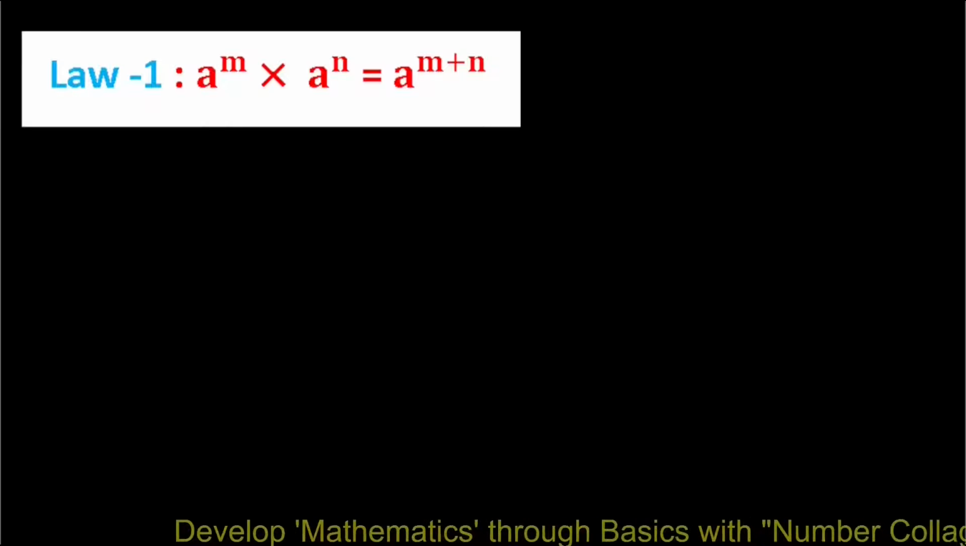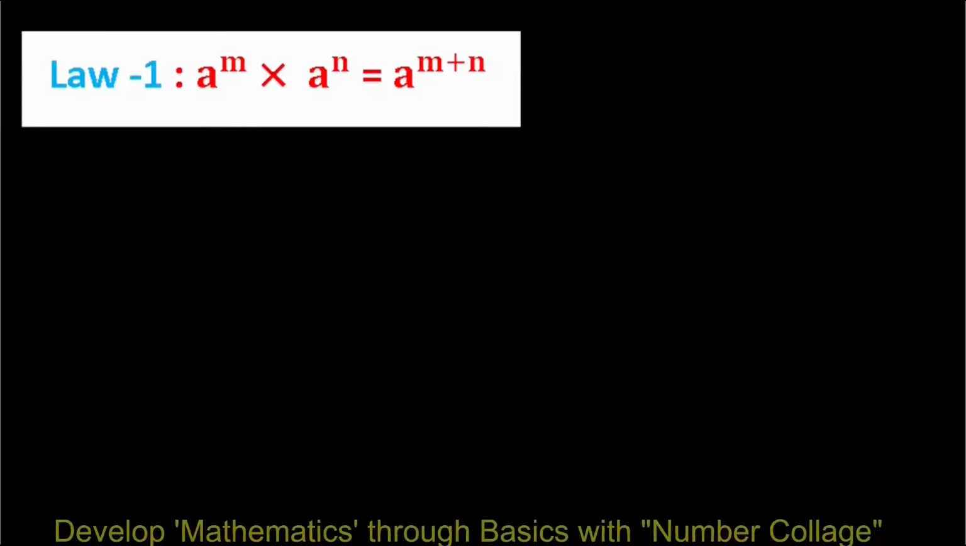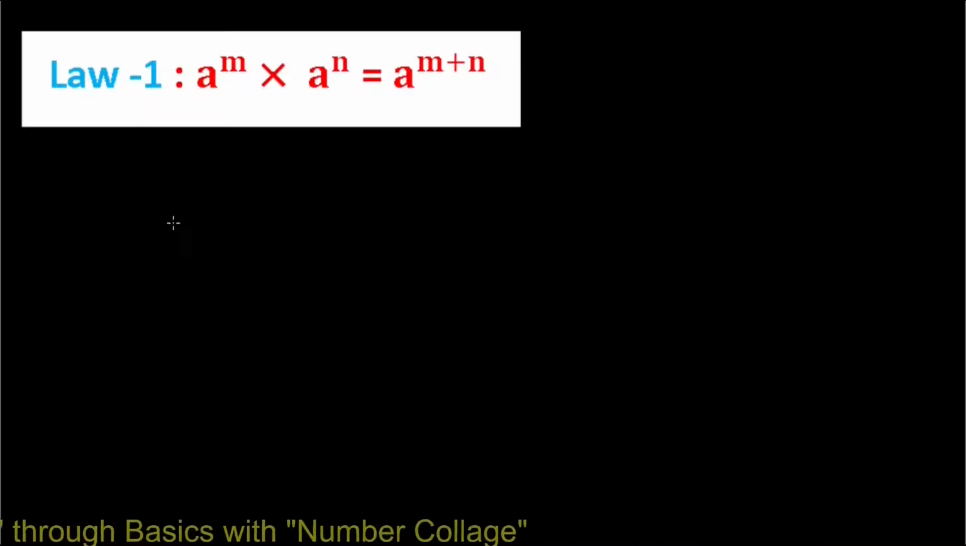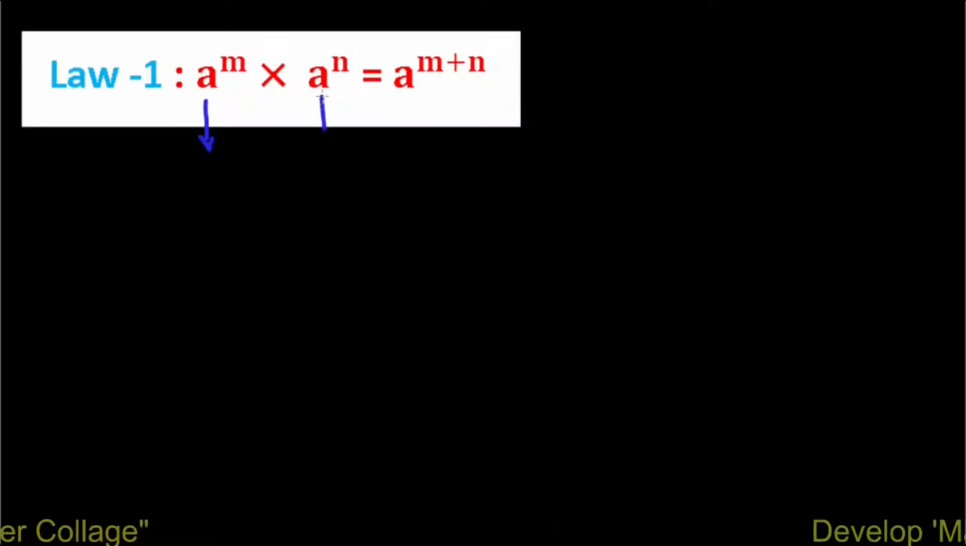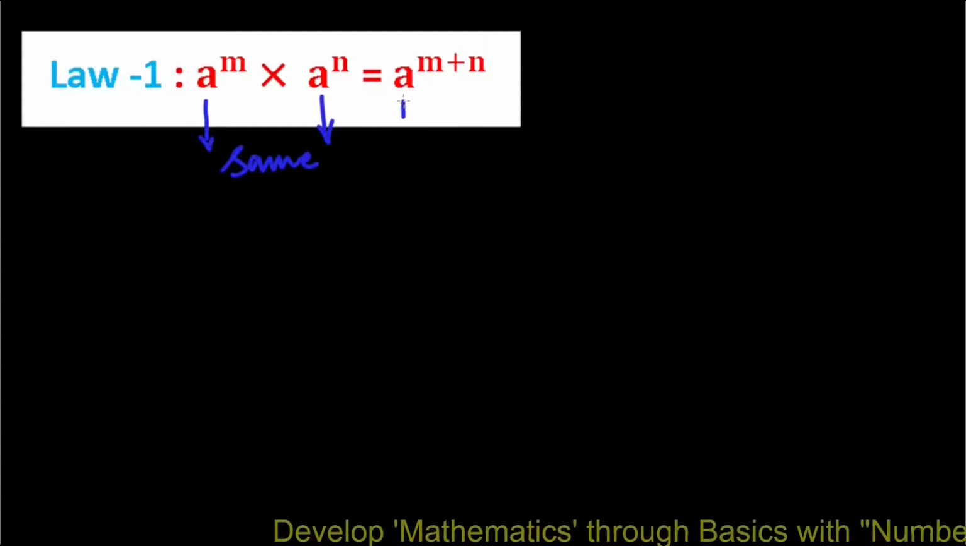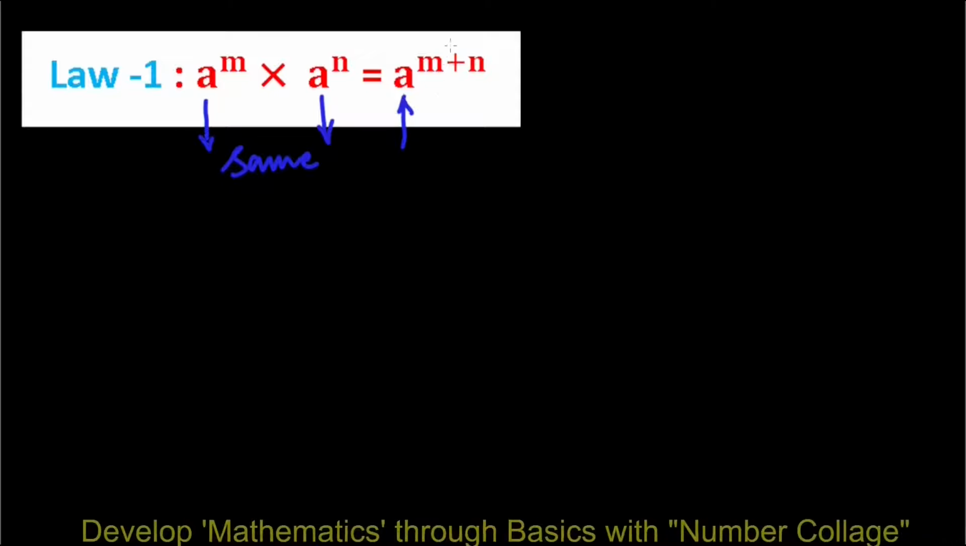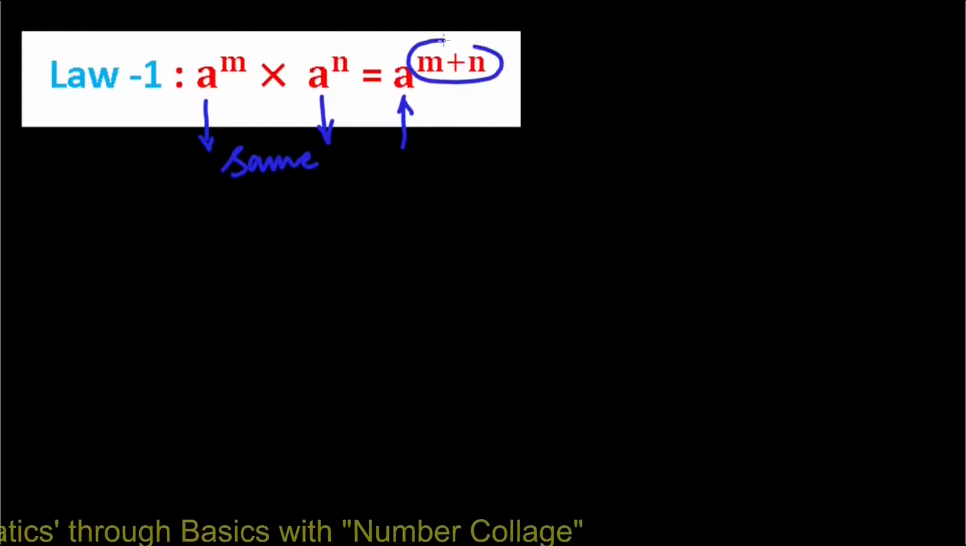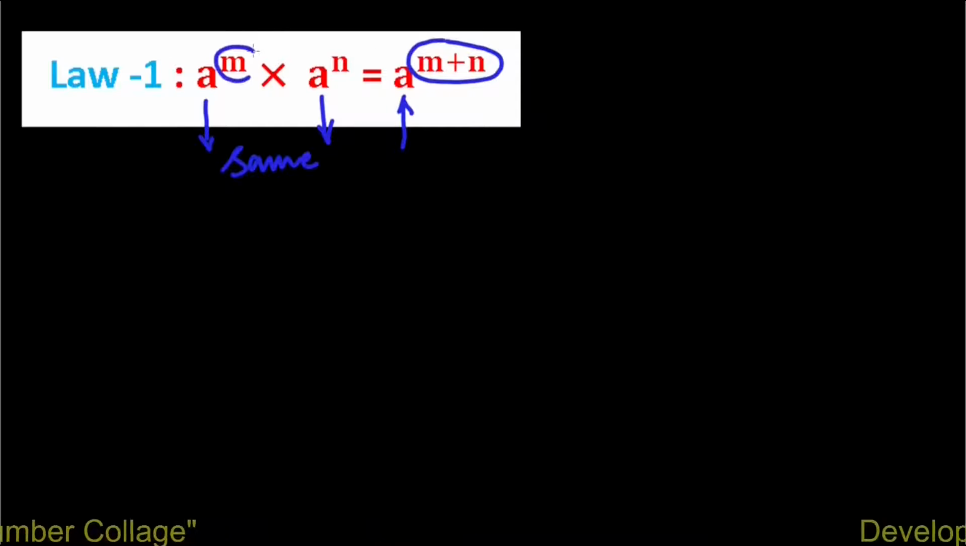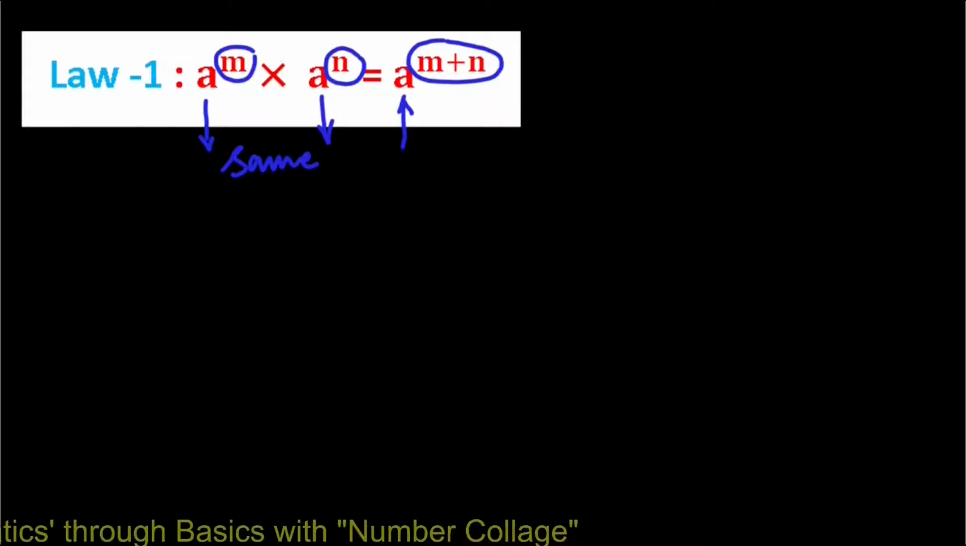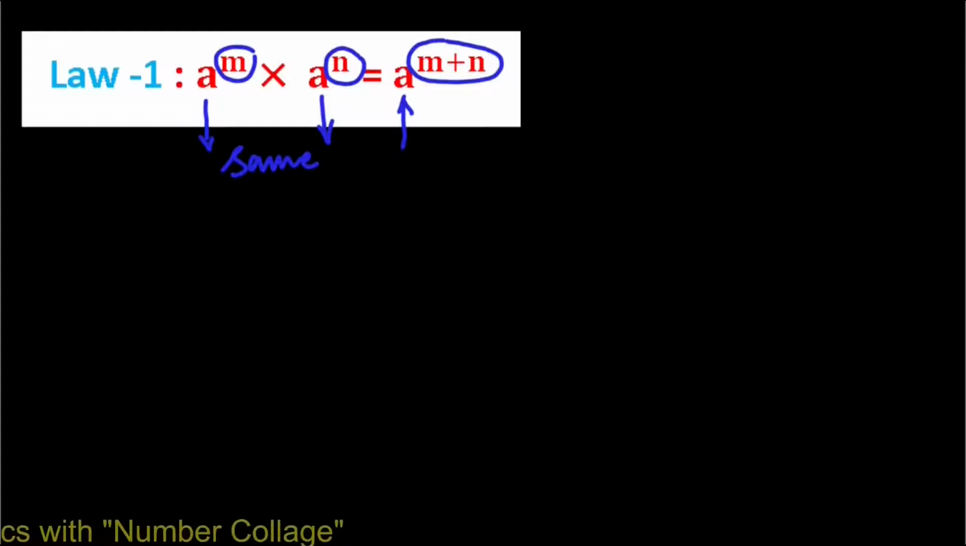Now we are in a position to write our first law, which is a raised to m into a raised to n equals a raised to m plus n. To understand this law, we first have to confirm that the base of the two numbers is the same. Then we have to raise the same base to the sum of the powers of individual numbers. To understand this law properly, let us solve a few examples.